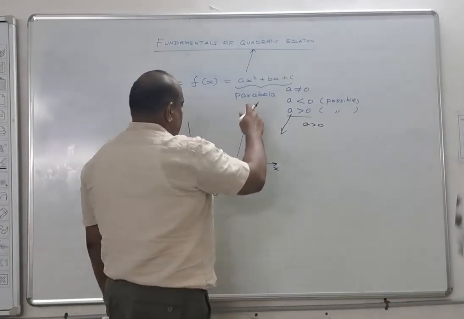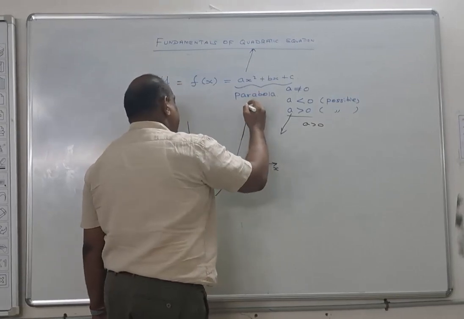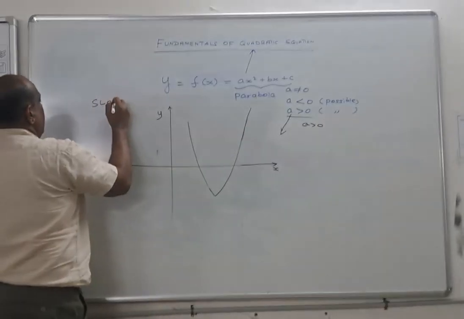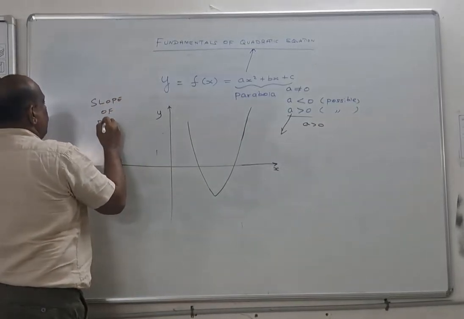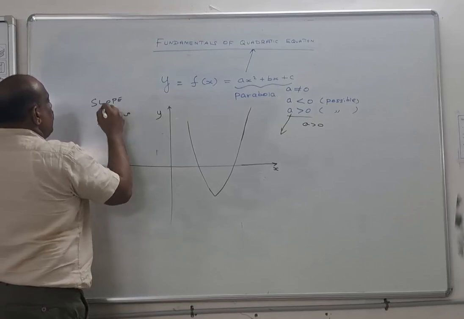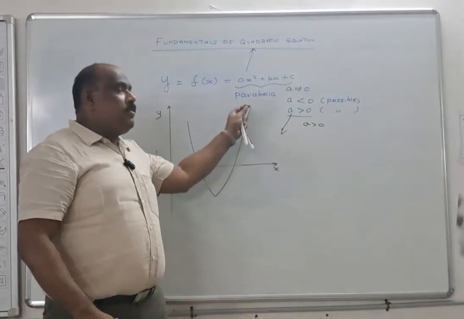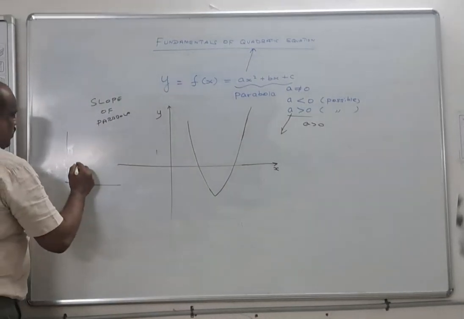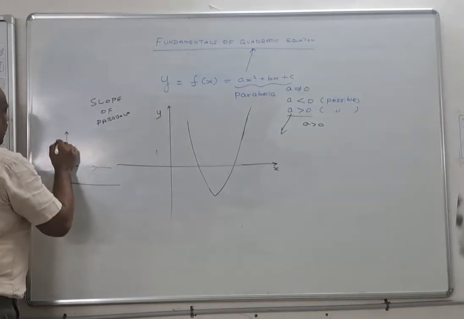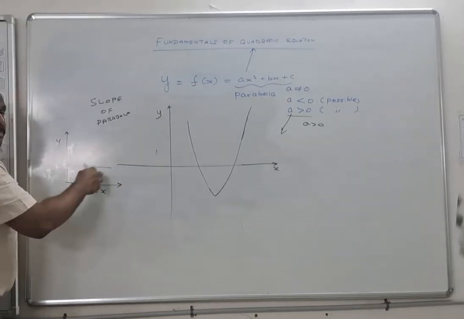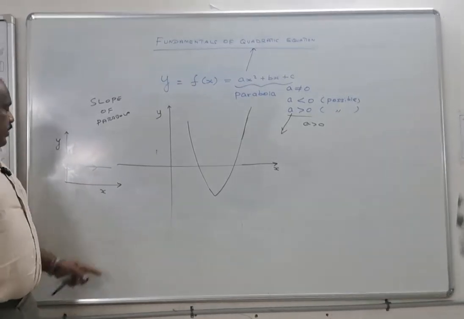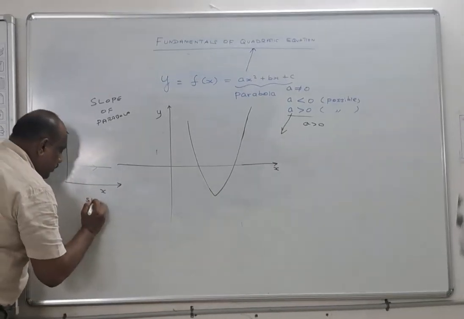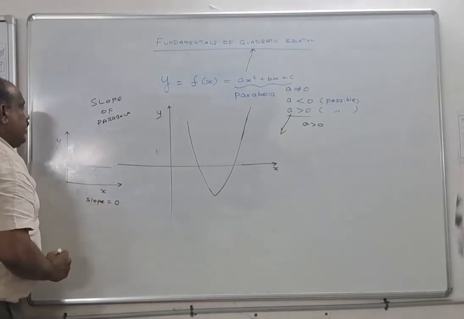Now, in this graph, I want to find the slope of this parabola. What is the slope of a parabola? The slope of the quadratic equation is nothing but the slope of the parabola. Before going to the quadratic equation, let me take the simplest case. This is a straight line which is parallel to the x-axis, a horizontal line. Now what is the slope? It is 0.